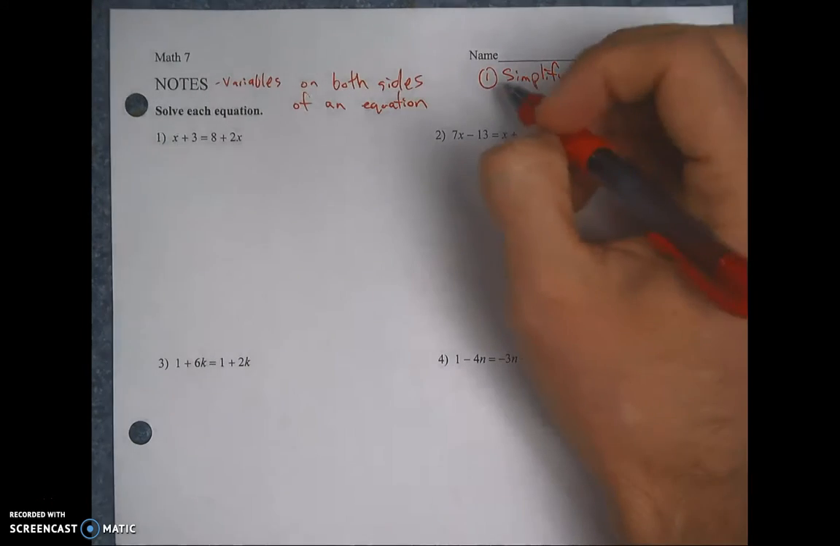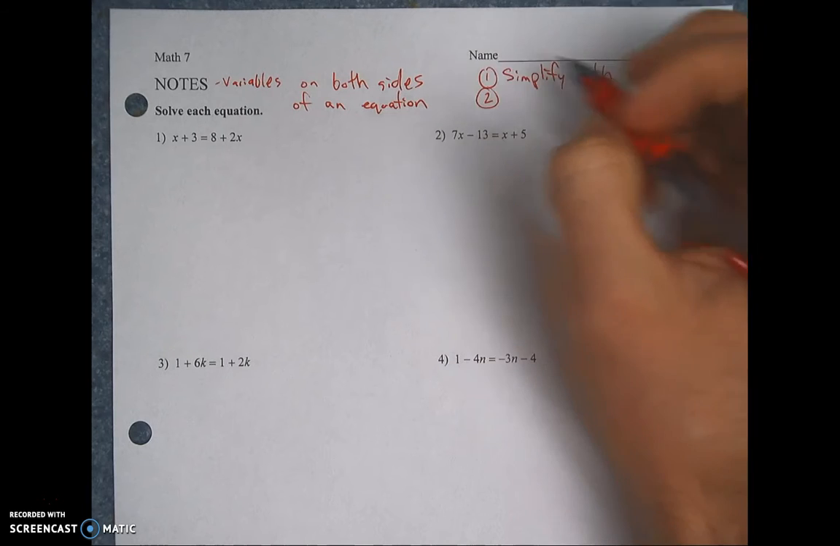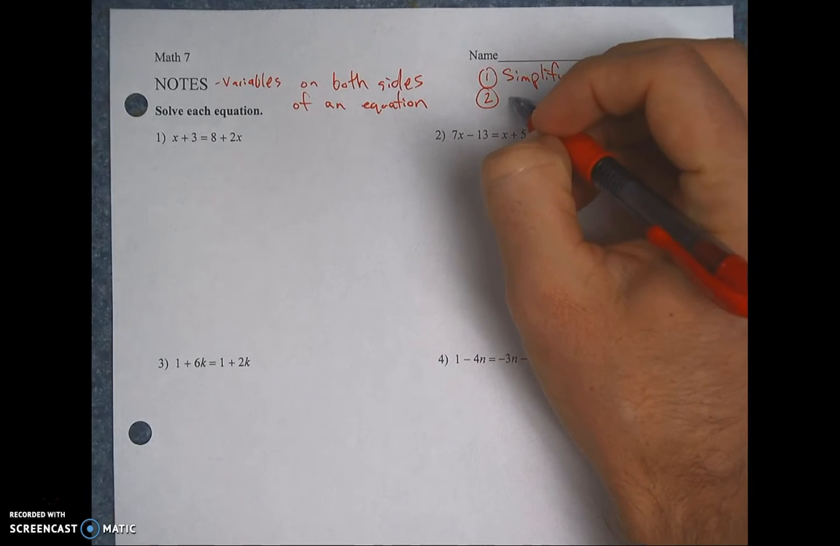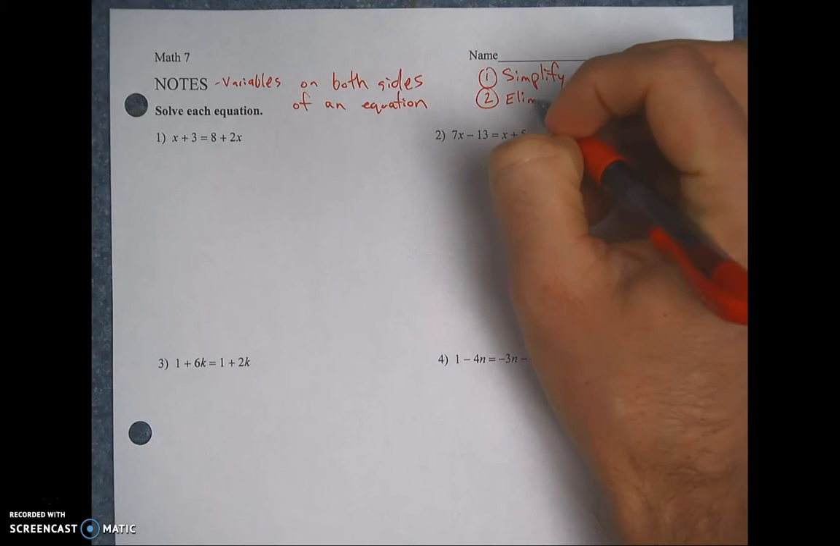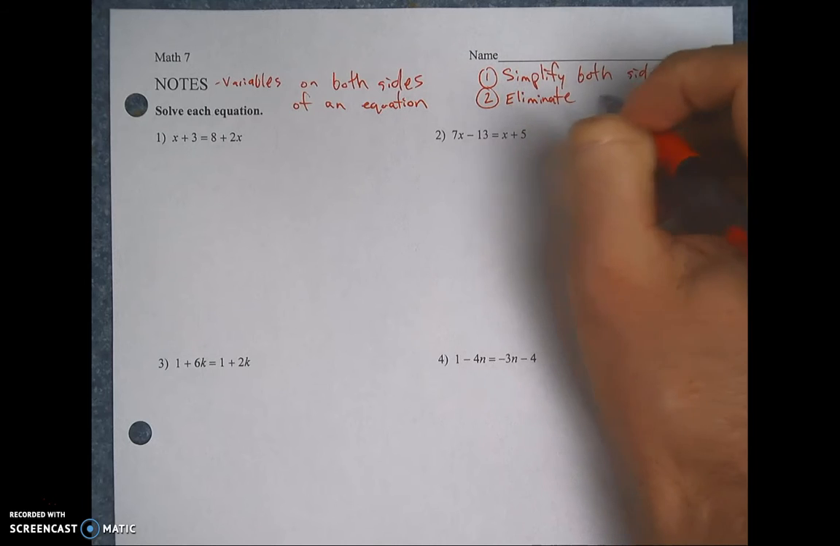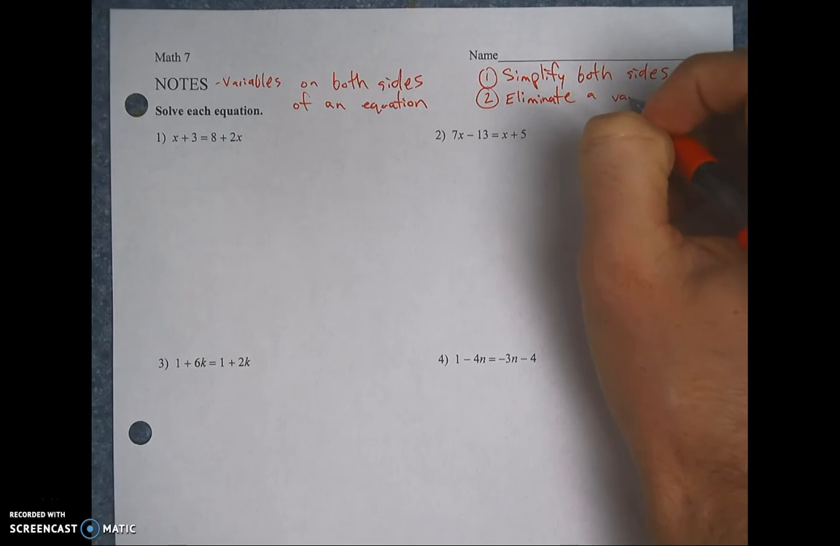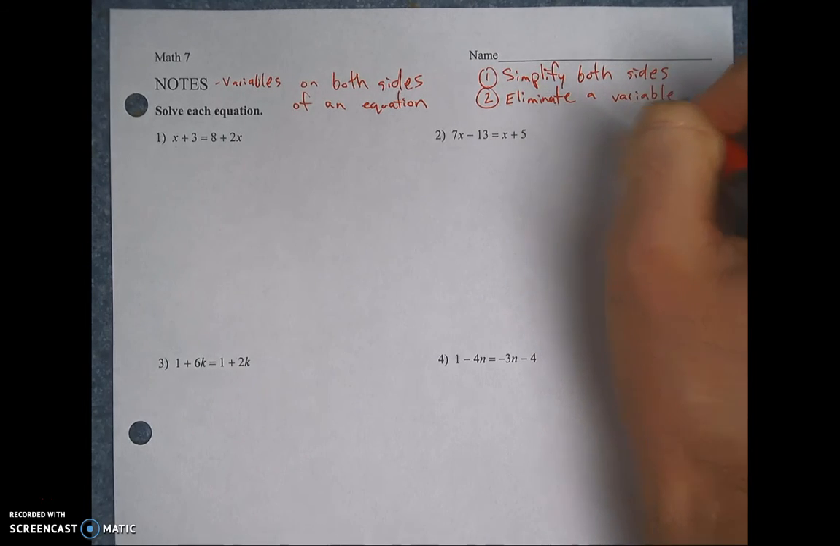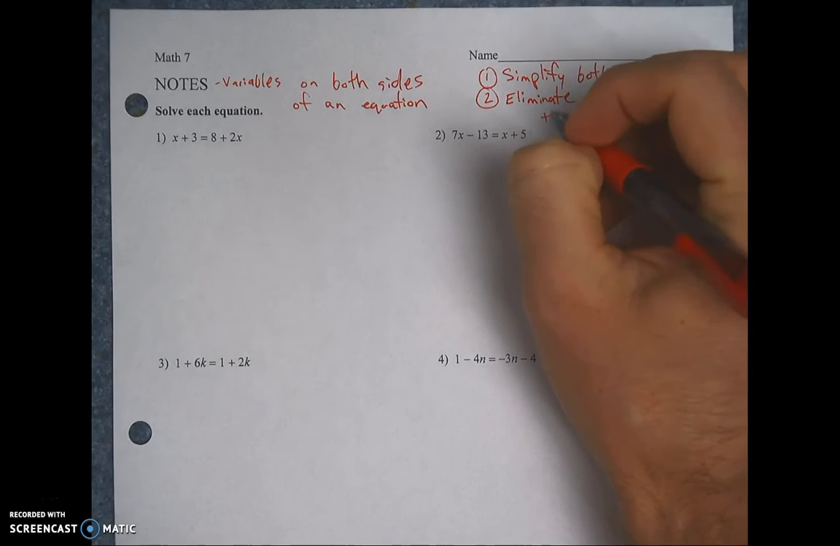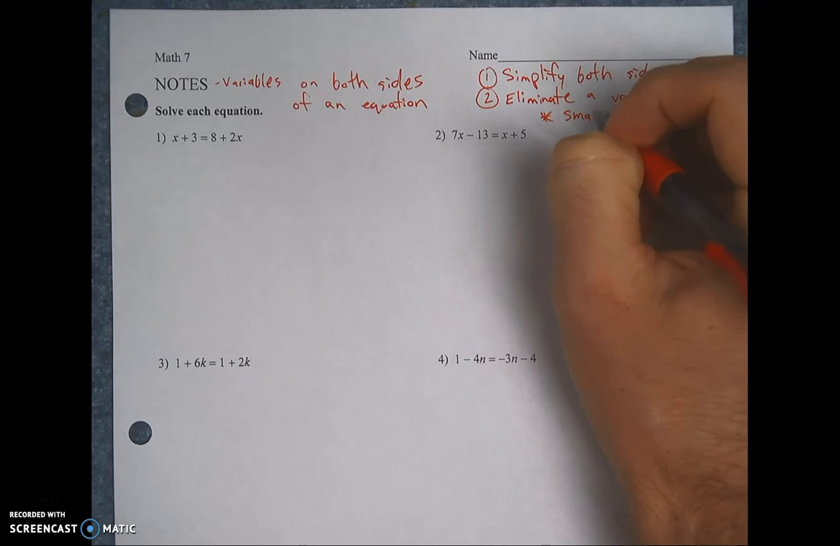Okay, but next, if you do have a variable on both sides of the equation, you need to eliminate one of them. So eliminate a variable. Okay, and your best choice is always going to be the smaller one.